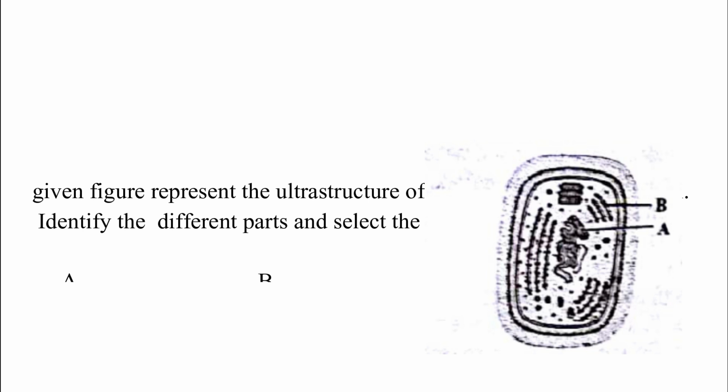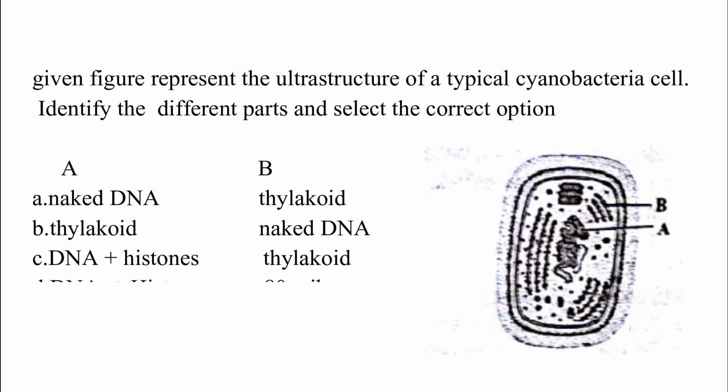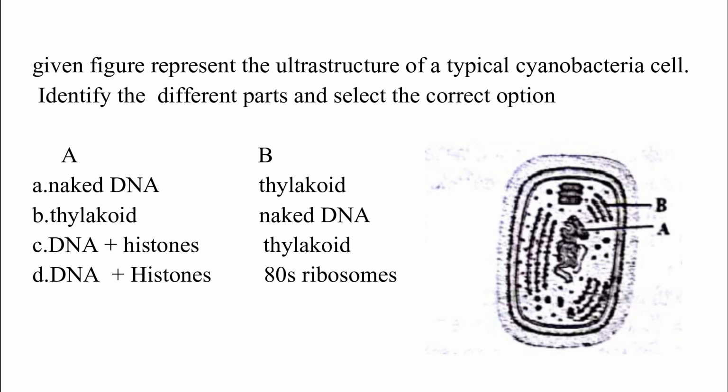Given figure represents the ultrastructure of a typical cyanobacteria cell. Identify the different parts and select the correct option. Option A, naked DNA, thylakoid. Option B, thylakoid, naked DNA. Option C, DNA plus histone, thylakoid. Option D, DNA plus histone, 80S ribosome. Correct answer is option A, which is naked DNA and thylakoid. Because cyanobacteria is a prokaryotic cell, and option B is not correct because the naked DNA is always found in the center position of the cell. Options C and D are found in eukaryotes, not in prokaryotic cells.